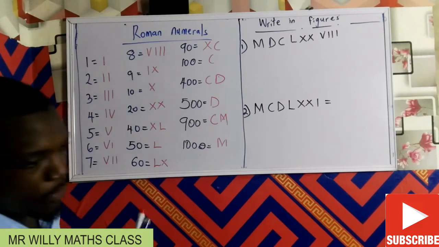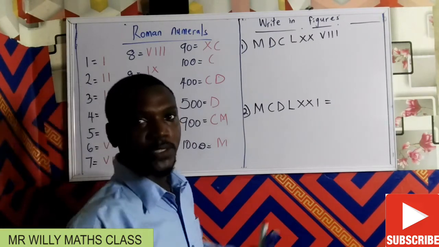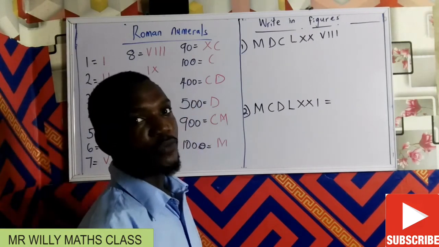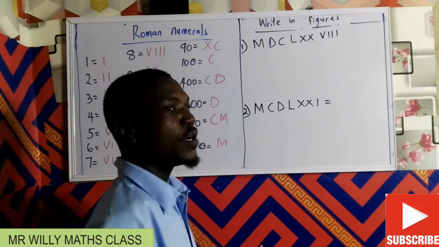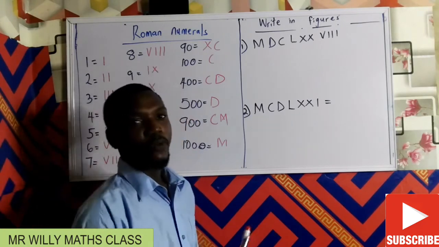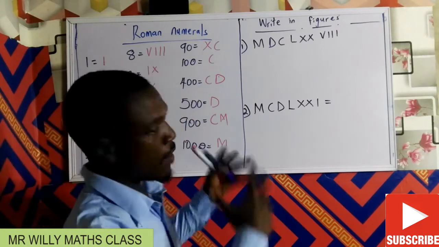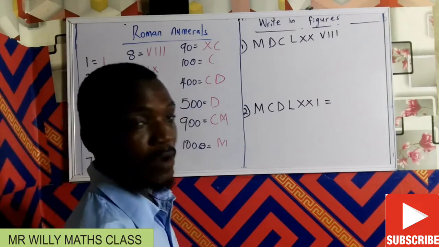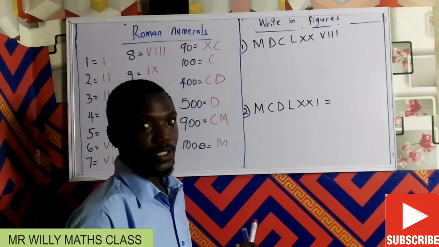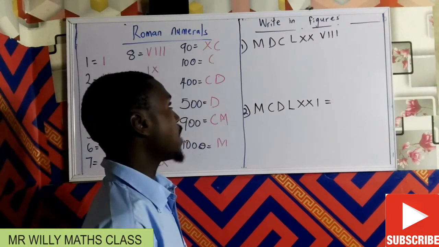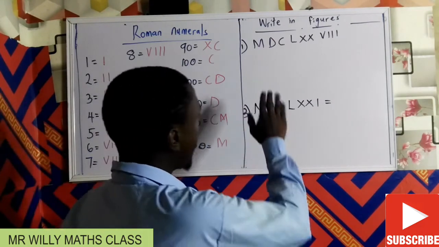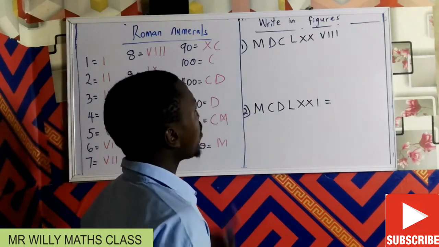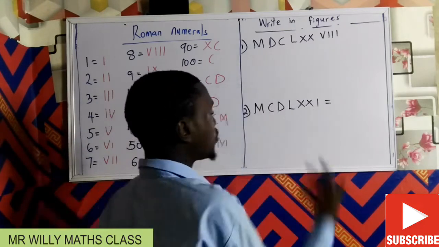Now, if you are asked as a JSS1 student how to change from Roman numerals to Indo-Arabic figures, note that the Indo-Arabic figure is the normal figure that you are used to. We are going to do a couple of questions in this class, and if you pay close attention, you'll be able to do it on your own. Looking at the first question, I have MDCLXXVI. How do you convert these letters into your normal figure?